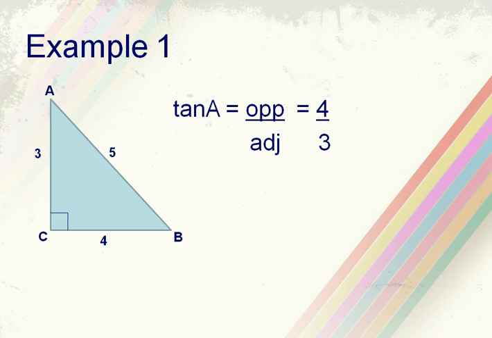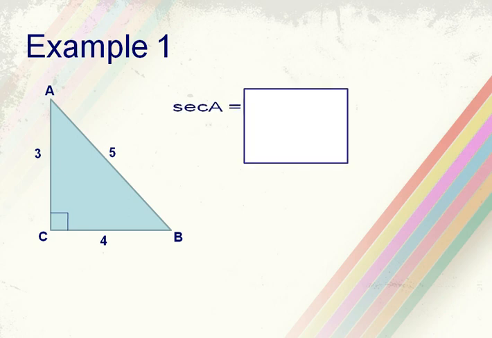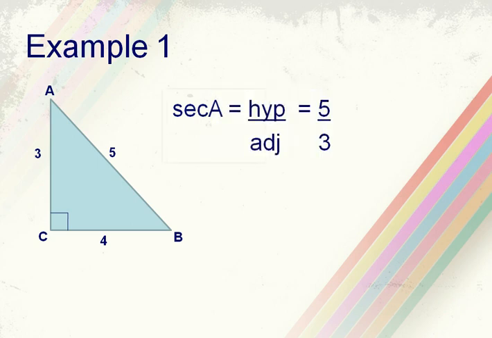Now to get the next three, you can simply invert the three that we already have, or you can remember them by the opposite of what we had in our SOHCAHTOA mnemonic. So secant of A, I said, is the reciprocal of cosine. Either you remember it as hypotenuse over adjacent, or you can just take the reciprocal of the cosine ratio.